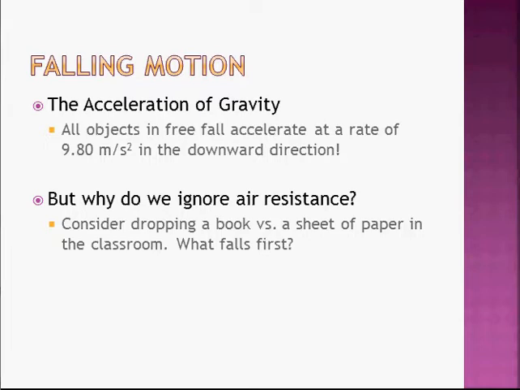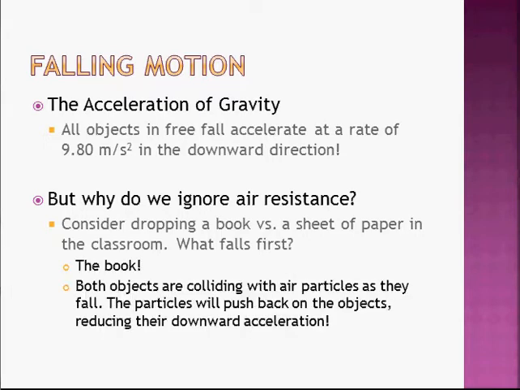Well, you should be able to just identify, even without doing the experiment, that the book is actually going to hit the ground first. And the reason for that is we really have all these air particles surrounding us, and this includes the book and the sheet of paper. So when you let go of both of those objects, they fall through the air, and the air is going to push back against it. It's going to provide some type of resistance. And as a result, that resistance decreases the downward acceleration. It's going to make them not speed up as much as if the air wasn't there. That's why we ignore air resistance.